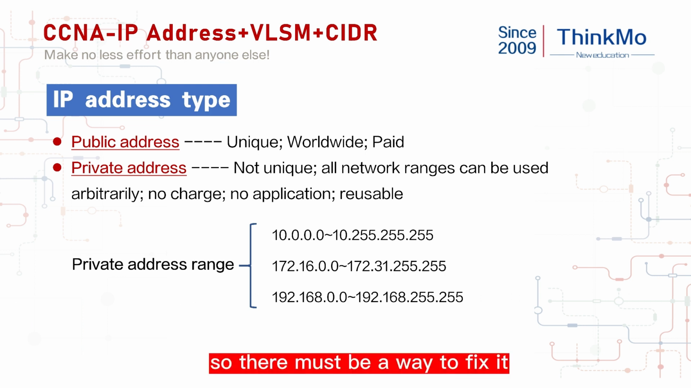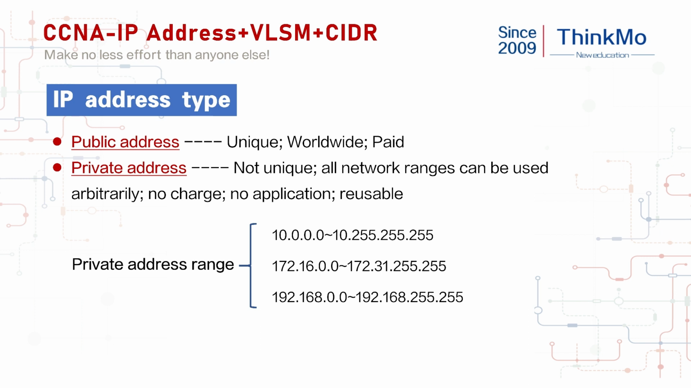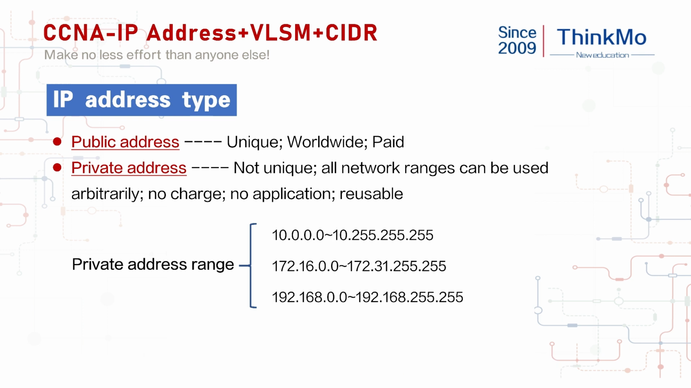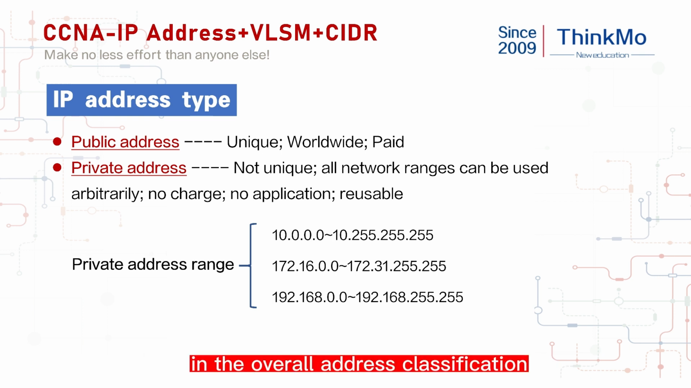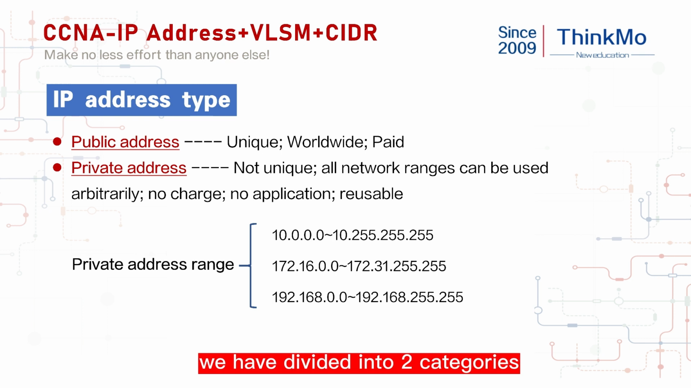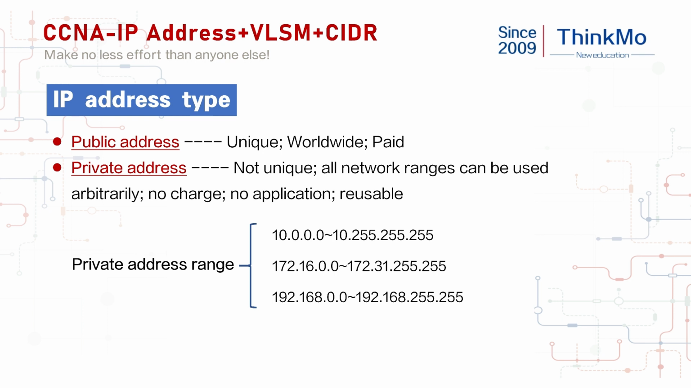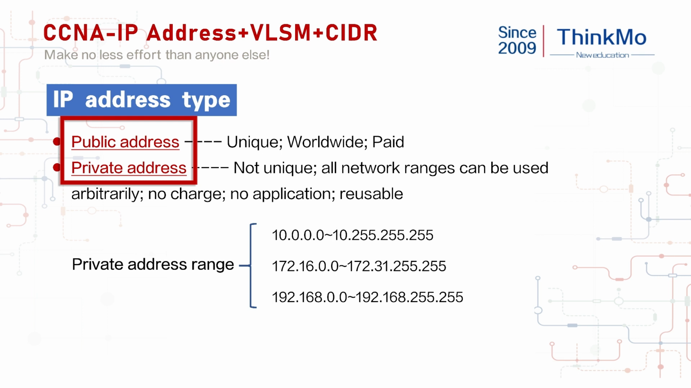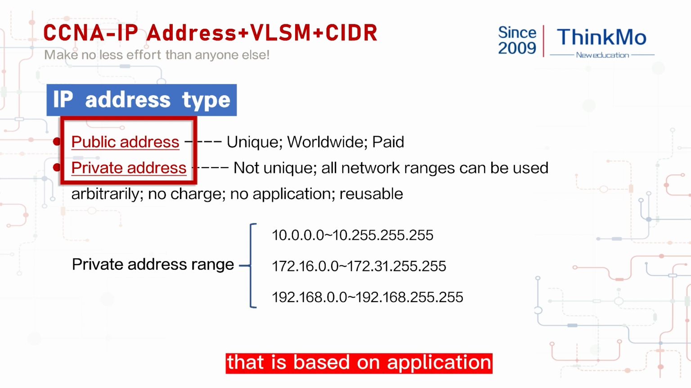So there must be a way to fix it. In the entire address design, because there may not be enough addresses, we divided addresses into 2 categories in the overall address classification. They are called private addresses and public addresses respectively. That is, based on application, they are split into public and private networks.